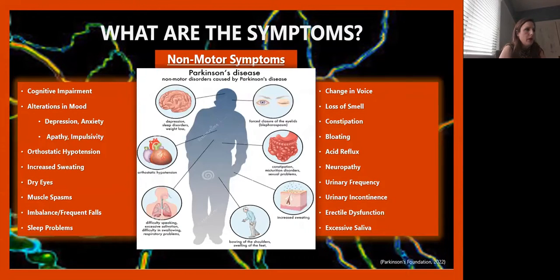Okay, so these are the non-motor symptoms, and these are things that people don't typically think about when they think of Parkinson's disease. But this disease isn't just movement, it affects the entire body. So many people with Parkinson's have good memory and thinking, which we call cognition, and function normally.